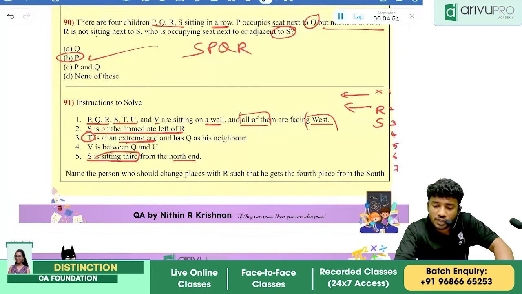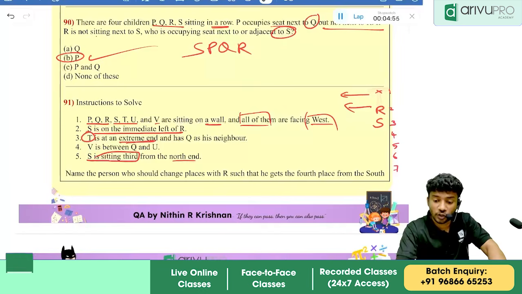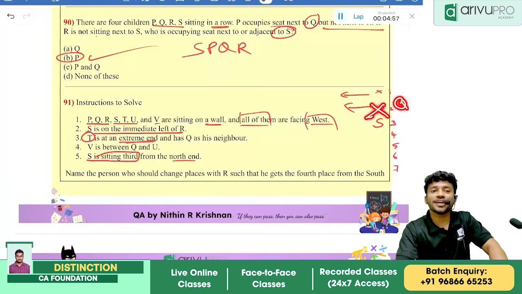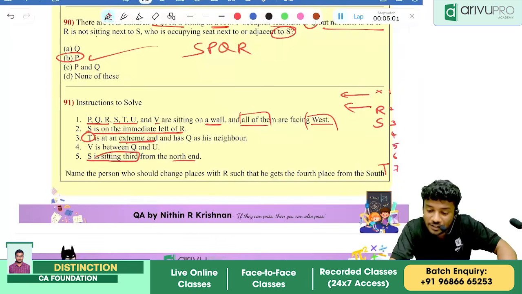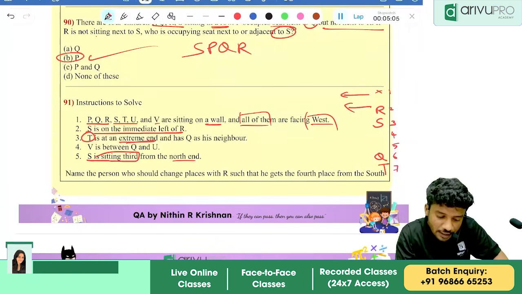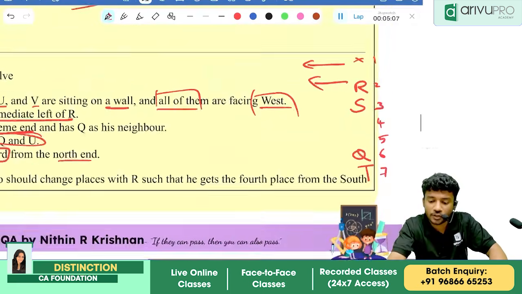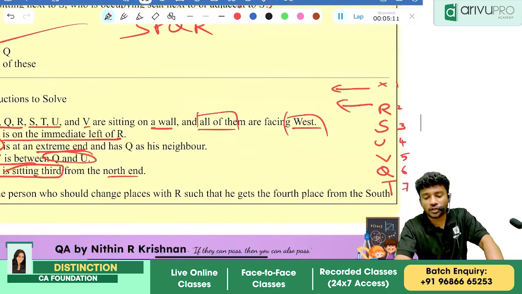Now my first question, can T sit here? Why not? If T sits here, Q needs to cross R. That is not possible. So where will T sit? T will sit at the 7th position. Q will sit at the 6th position. Then V is between Q and U. Who is the remaining person? The P.